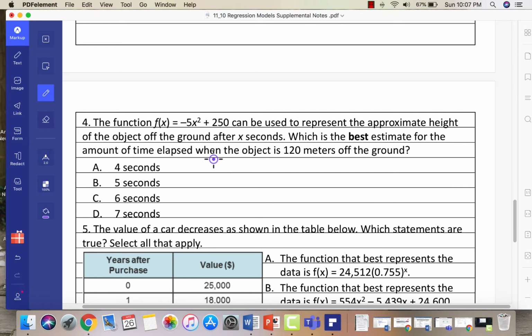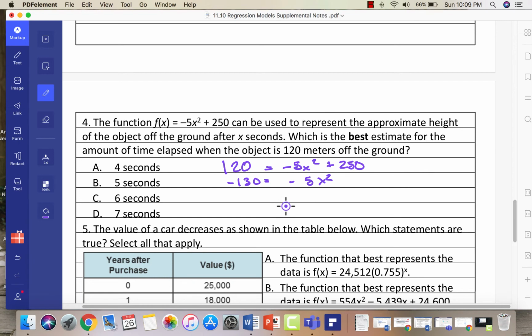So we are going to substitute 120 in for f of x and then solve for x. So we're going to have 120 equals negative 5x squared plus 250. Okay, so we're going to subtract 250 from both sides. So 120 minus 250 is negative 130. So we're going to have negative 130 equals negative 5x squared.